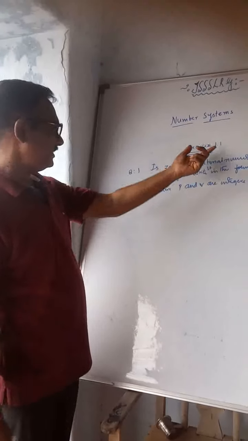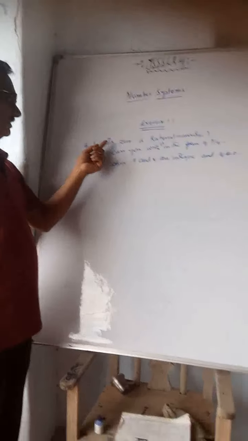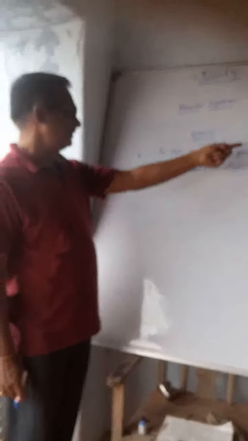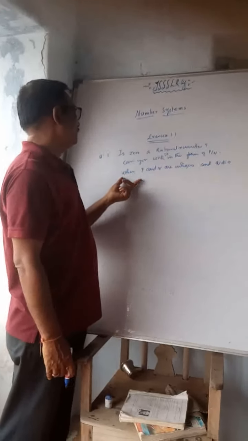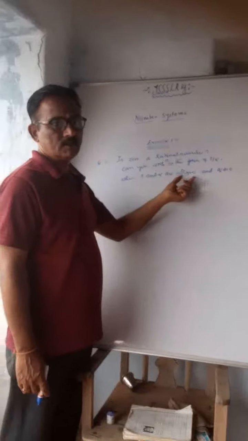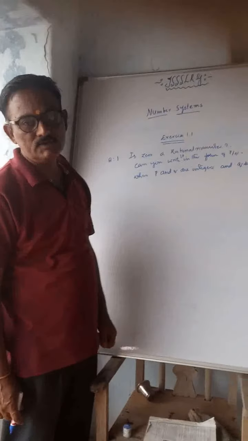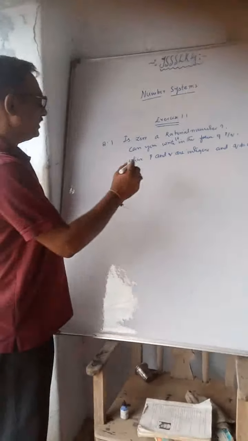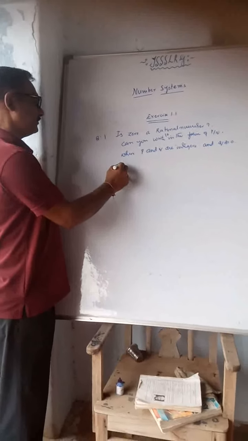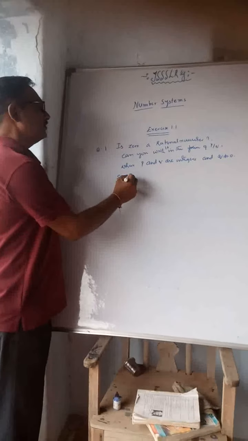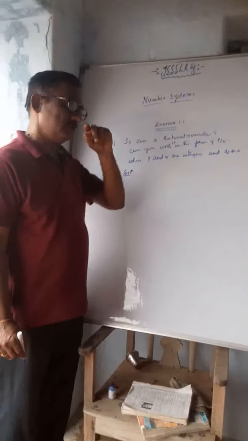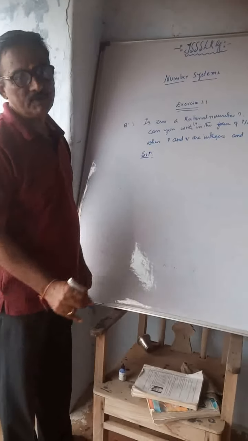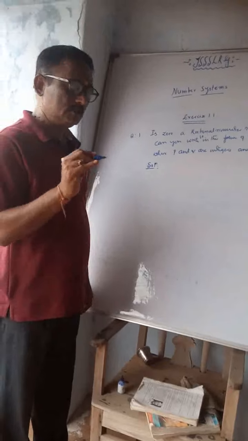Okay. Now what is the definition of a real number? Question number 1. Is 0 a rational number? Can you write it in the form of P by Q, where P and Q are integers and Q is not equal to 0? Already we have learned the properties of rational numbers. The basic property of a rational number is that it should be in the form of P by Q, where Q is not equal to 0.